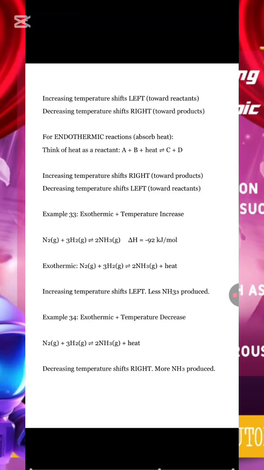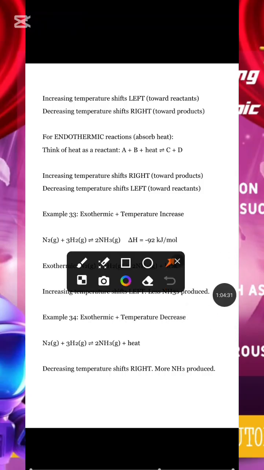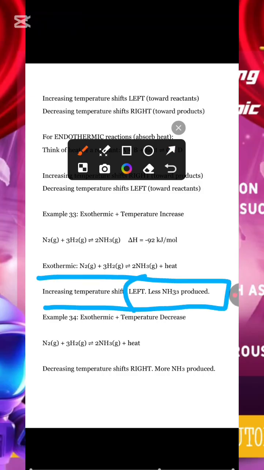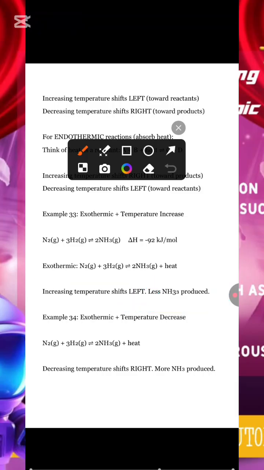So in this case, I can now boldly say that increasing the temperature will shift equilibrium to the left, okay, because it is exothermic. But if I reduce the temperature, it will shift to the right. Okay, and I believe it is making enough sense at this point. Now also watch example 34.